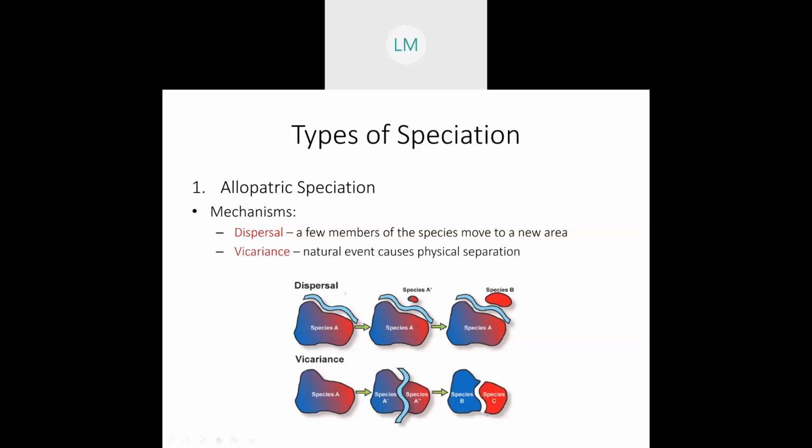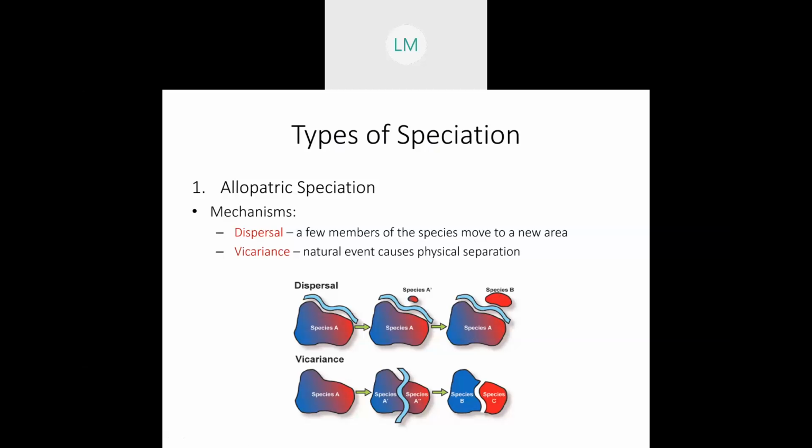Okay, they can't cross back and forth easily. This is a reproductive barrier, a geographic barrier there. So over time, we've got this new species, or species A prime, developing across the river, and eventually that could develop into a brand new species. So we still have our original species over here, but now we have another one on the other side of that river. Vicariance is the other mechanism for allopatric speciation.